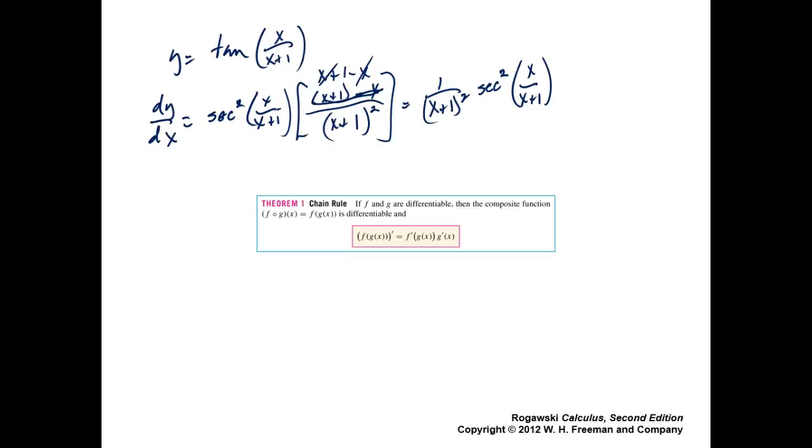Let's see what they got. Secant squared of x over x plus 1, times x plus 1 over x plus 1 squared. Same thing we got. I just wrote the 1 over x plus 1 squared out front of the secant squared. Same answer.